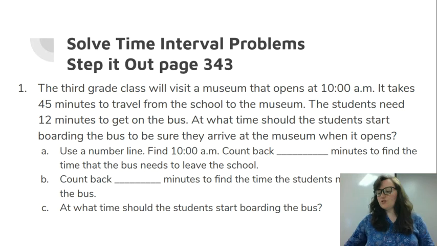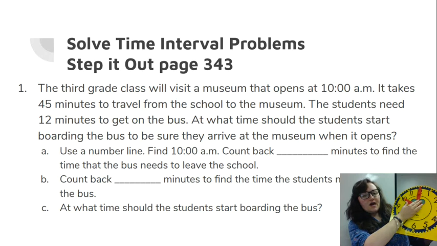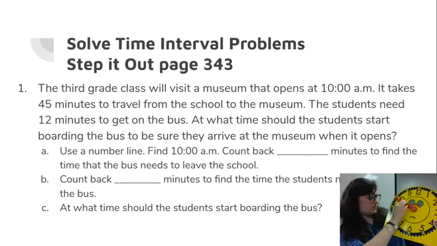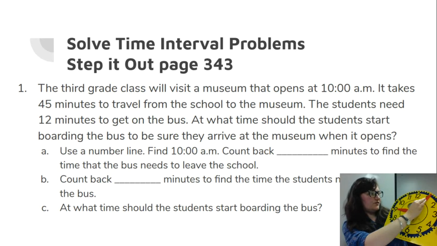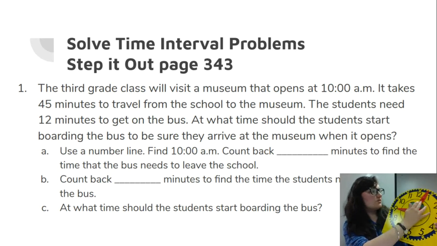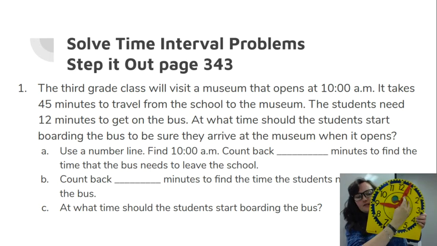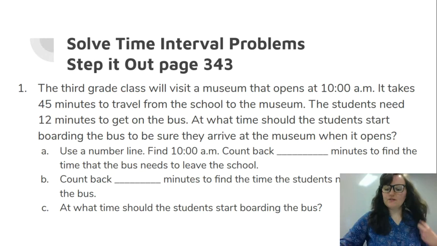And so at what time should the students start boarding? So if we start at 10 o'clock, okay, we'll go backwards 57 minutes. So let's count by 5s. 5, 10, 15, 20, 25, 30, 35, 40, 45, 50, 55, 56, 57. So they should leave the school at exactly 9:03. Okay, I hope you guys can see that. Sometimes the webcam works and sometimes it doesn't.